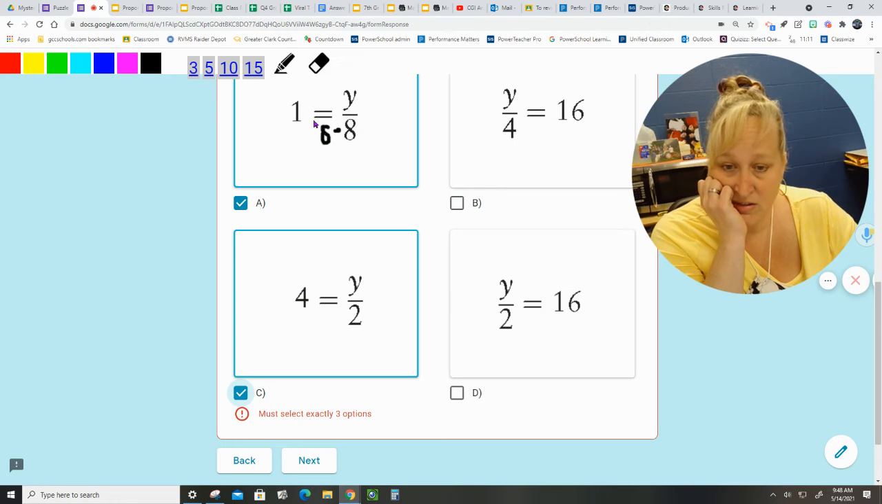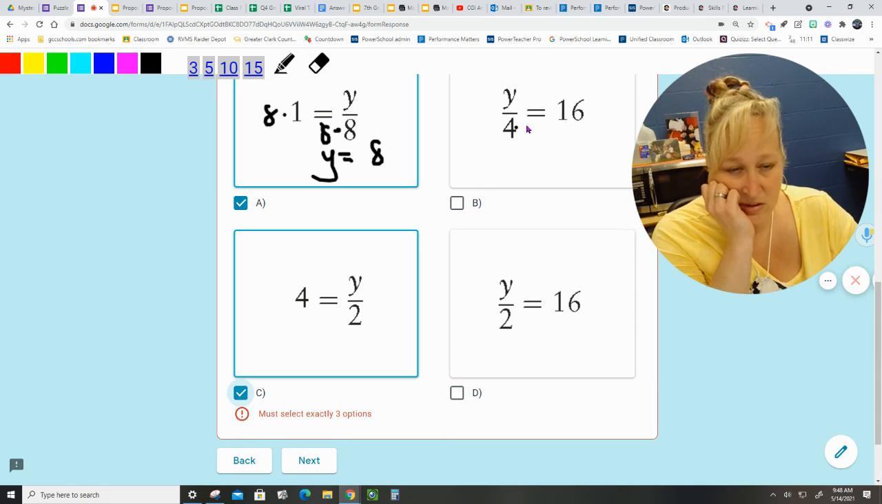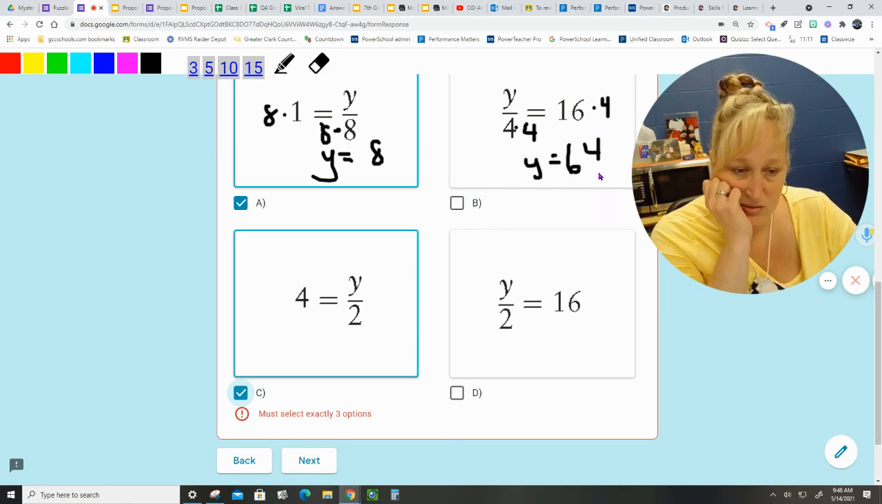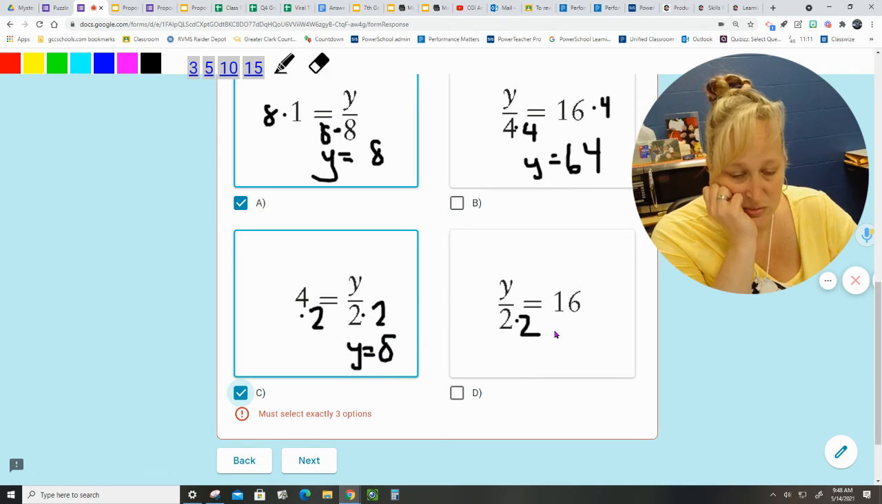Times 8, times 8. Y equals 8. This is times 4, times 4. Y equals 64. No. This is times 2. This is times 2. So y equals 8. This one is times 2. This one is times 2. So that's y equals 32.